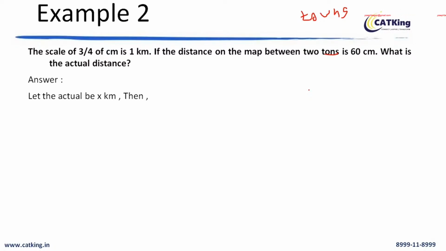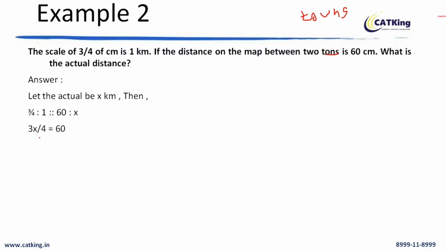Now these two ratios are equal. Let the actual distance be x kilometers between these towns. So the ratio becomes 3 by 4 is to 1, which is 60 is to x. They are in proportion because the ratio is going to remain the same. Now we can cross multiply. So x goes on the left hand side and 1 goes on the right hand side.